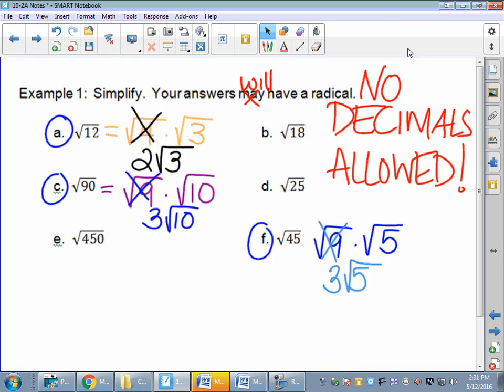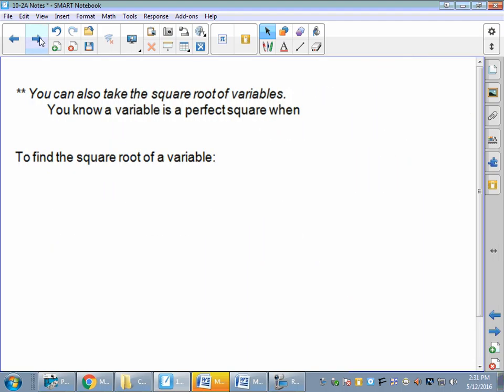Let's talk a little bit about variables. So you can also take the square root of variables. We've actually done this already. Remember back when we were doing factoring and I'd say, what's the square root of x squared? And you would tell me x, right? You know a variable is a perfect square when, there it is, the exponent is an even number.